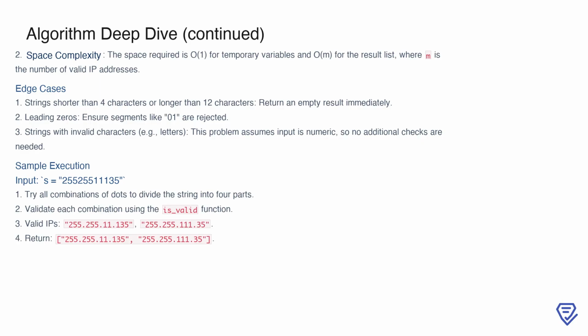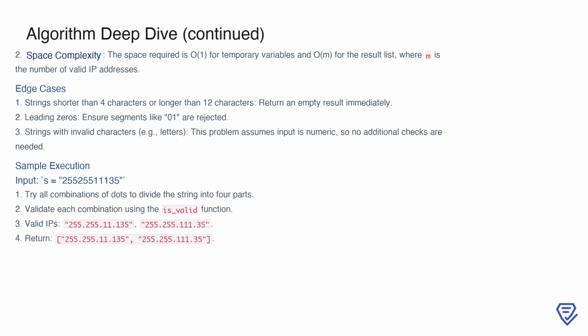When handling edge cases, we immediately return an empty list for strings with fewer than 4 or more than 12 characters, as they cannot form valid IP addresses. The validation logic ensures that segments with leading zeros, such as 01, are rejected, and since the input is assumed to be numeric, there's no need to check for non-numeric characters.